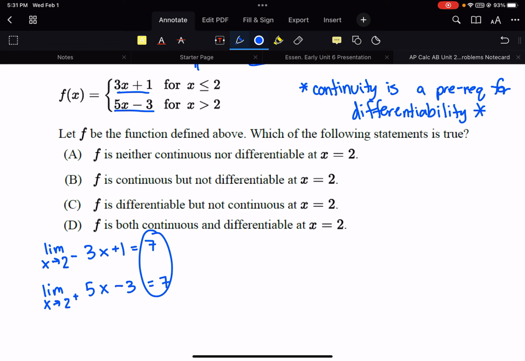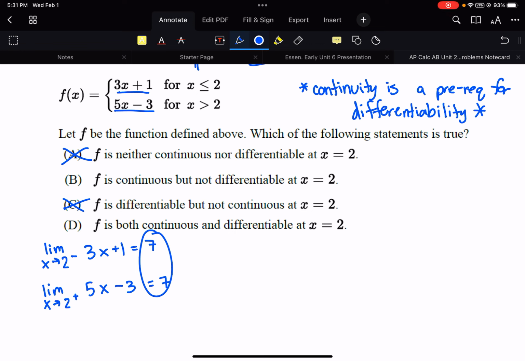So we know at this point that we can at least cross off the ones that say it's not continuous. So A would be out because it says it's neither continuous nor differentiable. And then C would be out because it says it's not continuous. So if you're tight on time, you can hopefully at least do that piece and narrow your guess down to a 50-50 chance. Now I've got to check for differentiability.